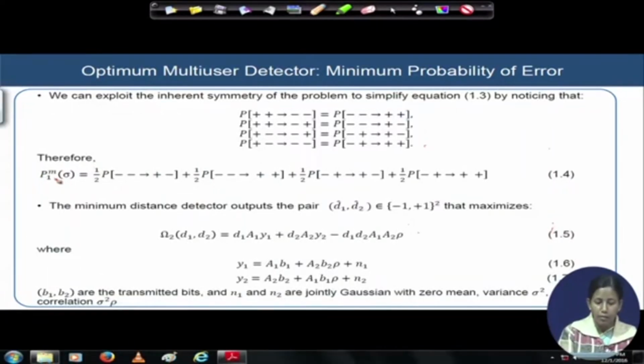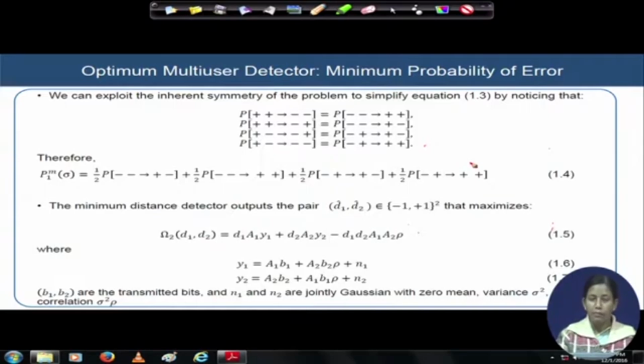Here, after substitution, that whole expression ends up with the fact that half of the times, if minus minus is transmitted, it will be detected as plus minus, and half of the time, minus minus is transmitted but detected as double plus. The other two terms are like this: minus plus transmitted but detected as plus plus, and half of the time minus plus transmitted but detected as plus plus, both being plus 1s.